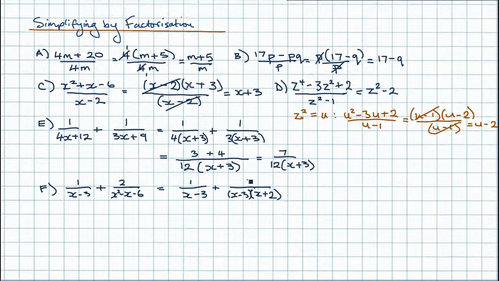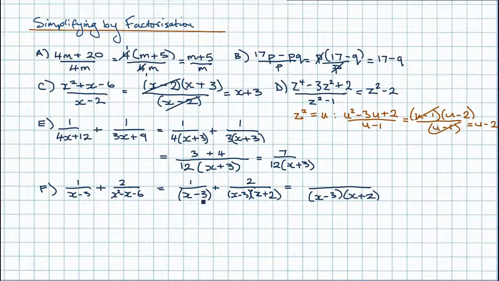So we've got as our second fraction 2 over x minus 3 times x plus 2. Now we should be able to see that our lowest common multiple is going to be this term, x minus 3, x plus 2. So we can combine. Lowest common denominator is going to be x minus 3, x plus 2.